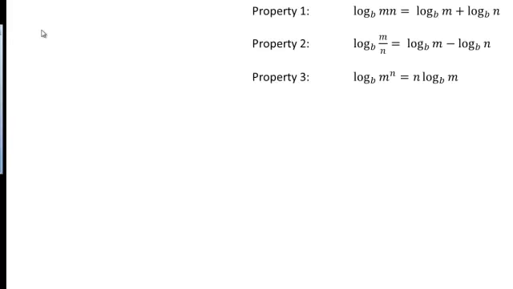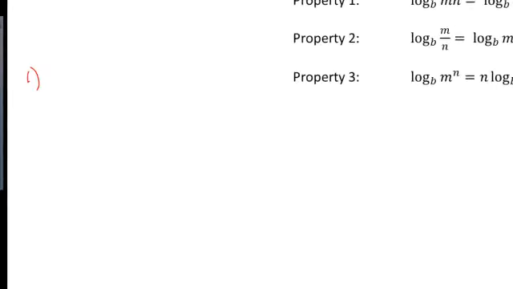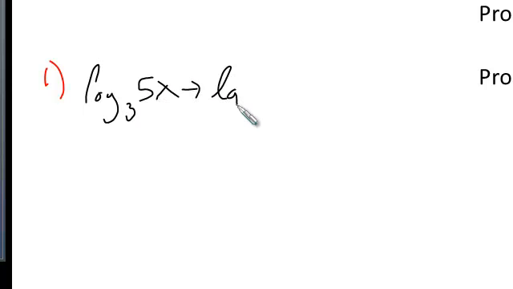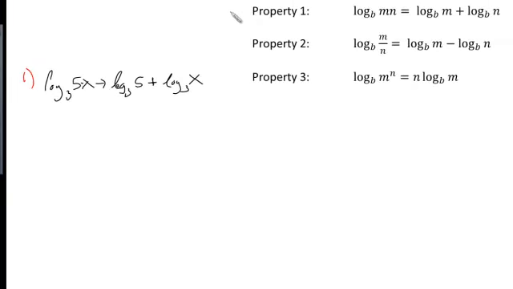Okay, so let's look at example 1. Let's look at if you had log base 3 of 5x. If for some reason you wanted to, you could rewrite that and expand it as log base 3 of 5 plus, because this is multiplication, so you could rewrite it as plus log base 3 of x. And that's what property 1 is basically saying.